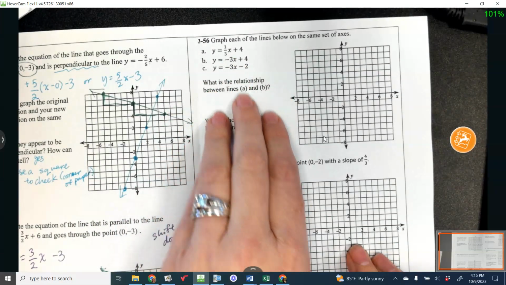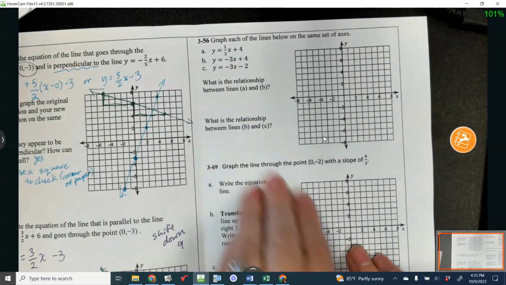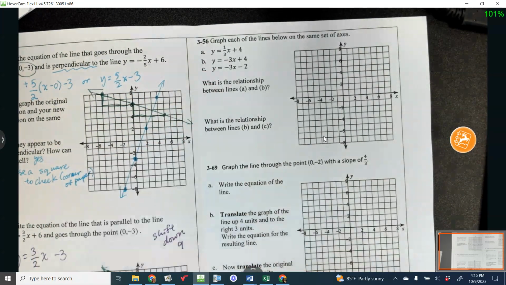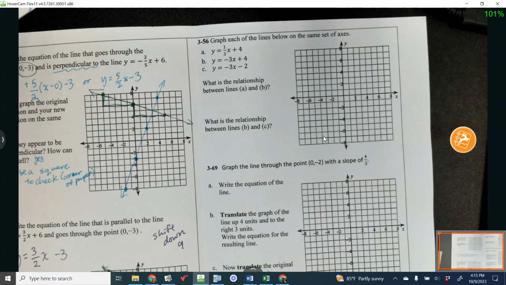Graph each of the lines below on the same set of axes, and describe the relationship between them. As you graph them, label them A, B, C. Go ahead and do that. I'm going to pause the video, and you can do that and come back.